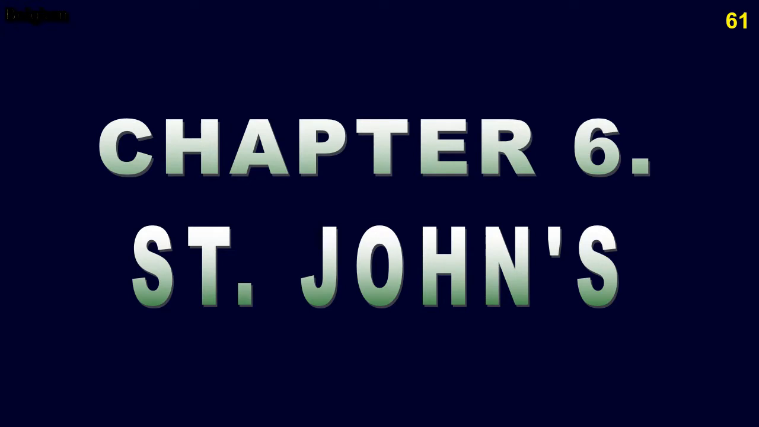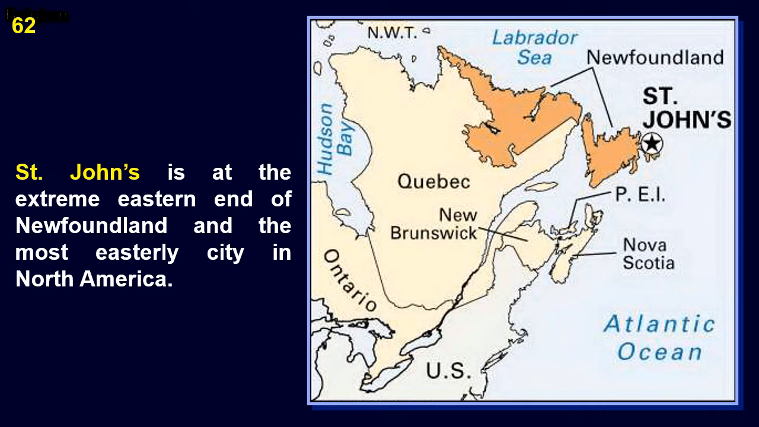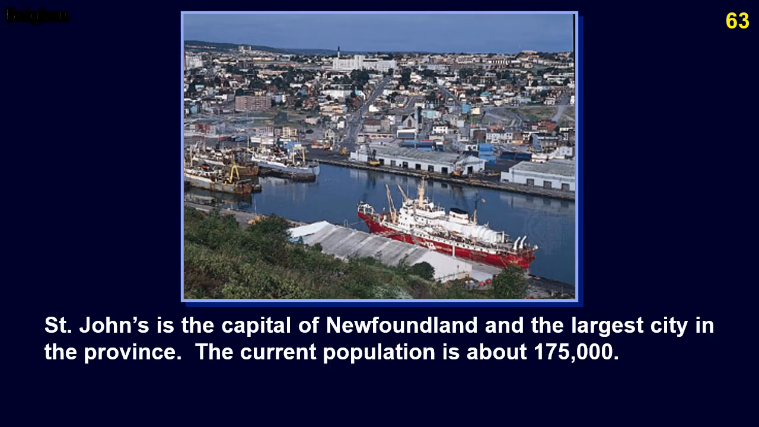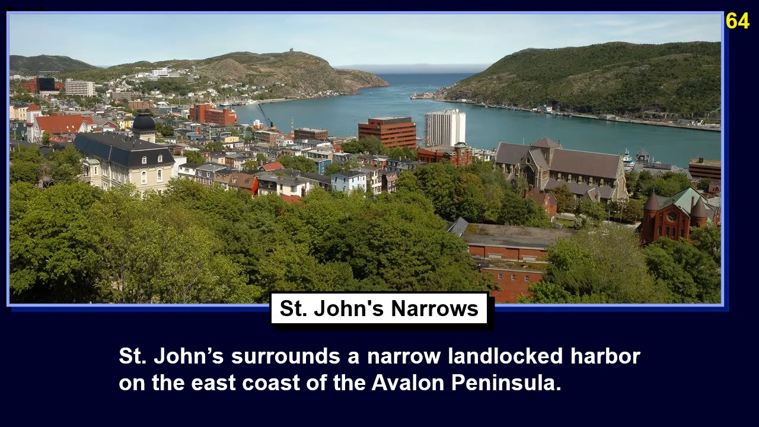Chapter 6. St. John's. St. John's is at the extreme eastern end of Newfoundland and the most easterly city in North America. It is the leading financial and commercial center for Newfoundland. St. John's is the capital of Newfoundland and the largest city in the province. The current population is about 175,000.